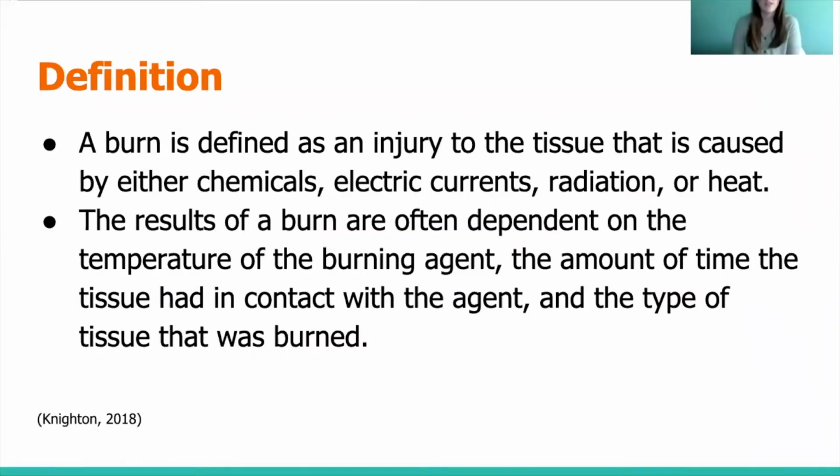So a burn is defined as an injury to the tissue that is caused by either chemicals, electrical currents, radiation, or heat. The results of the burn depend on the temperature of the burning agent, the amount of time the tissue was in contact with the agent, and the type of tissue that was burned. Burns are oftentimes preventable and can happen from simple household things like ovens, microwaves, boiling water, steam, or grease from cooking.